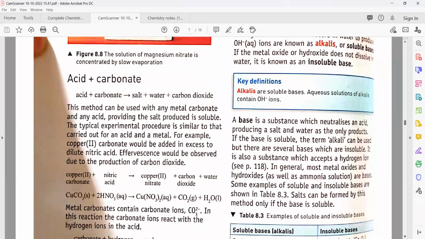Now the second way is in which you react an acid with carbonates. Let's start this one. Ready?